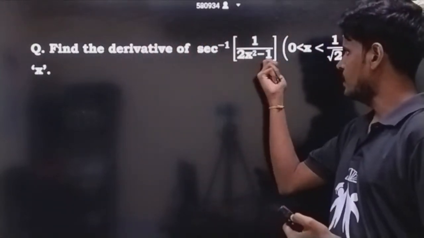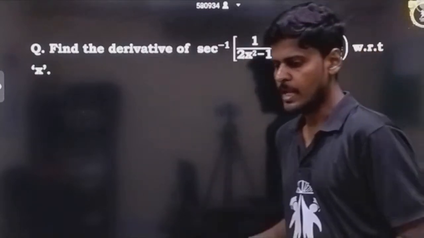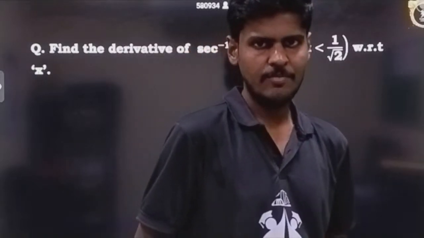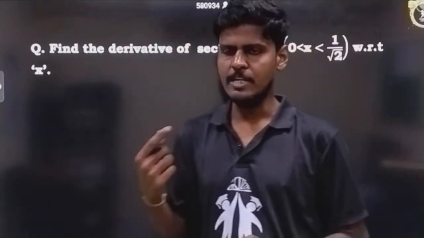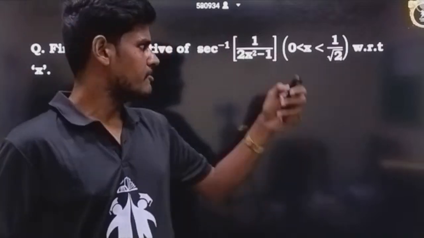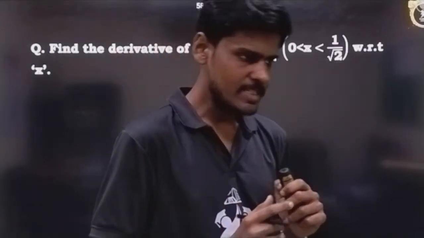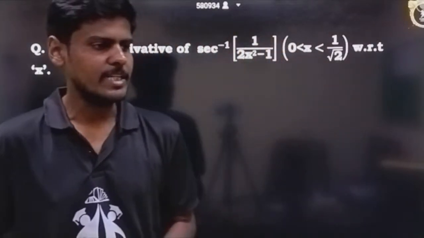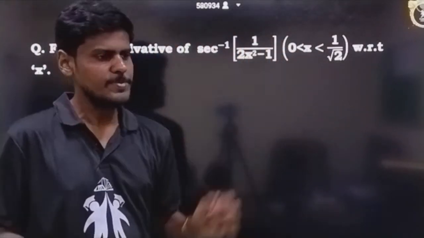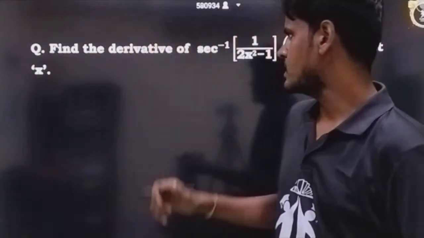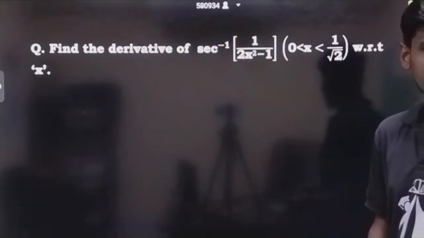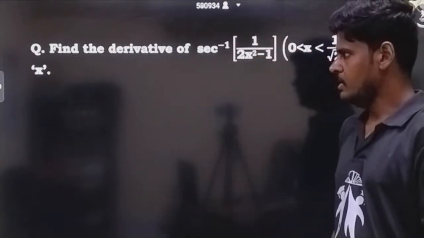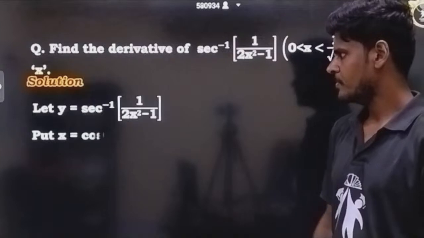What does this term resemble? 2x square minus 1. Have you seen this formula anywhere? Think about trigonometry. What are the different formulas? Sin 2 theta, cos 2 theta, tan 2 theta. Does any formula resemble this term? Yes. What is cos 2 theta? Cos 2 theta is equal to 2 cos square theta minus 1. So here, when you substitute x is equal to cos theta, this term becomes 2 cos square theta minus 1, which is cos 2 theta. So this will be 1 by cos 2 theta. We will see the solution.